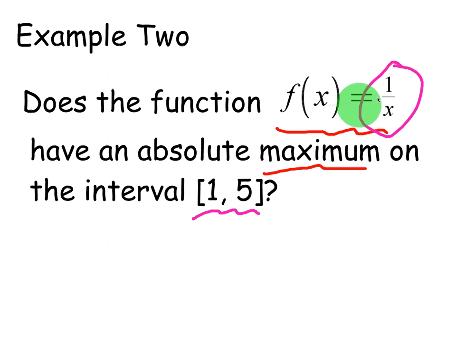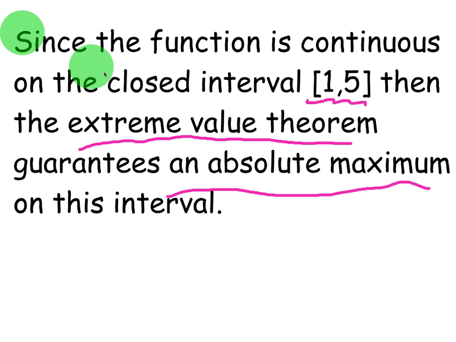All right, does this function 1 over x have an absolute maximum on the interval 1 to 5? So we've changed the 0 to 1 now. And you can probably already tell what the answer is going to be here. Since the function is continuous on the closed interval [1, 5], then the extreme value theorem guarantees an absolute max on this interval. Well, how do we know it's continuous?